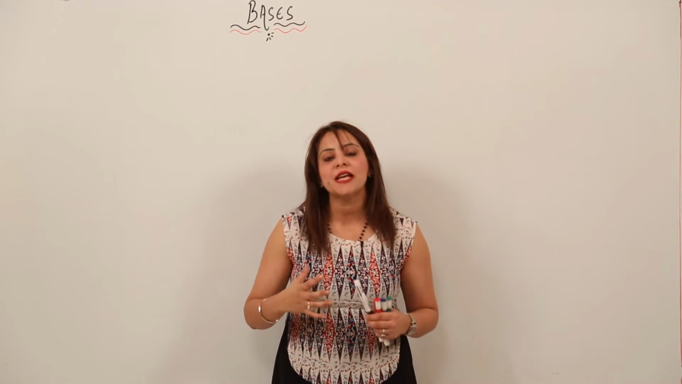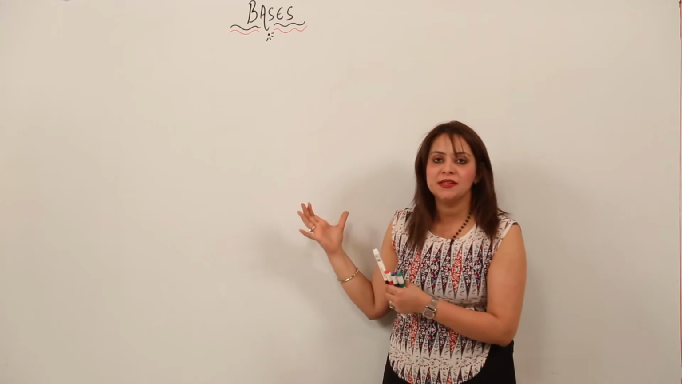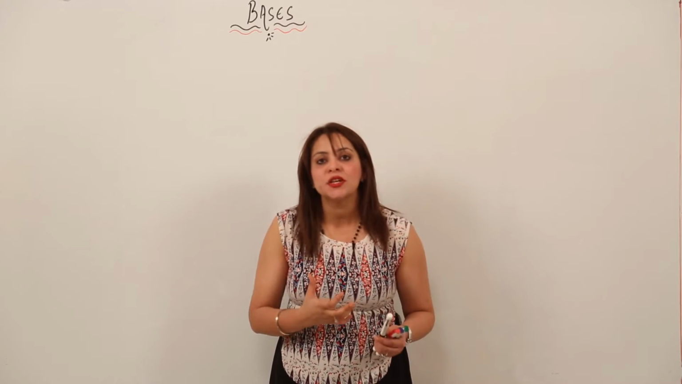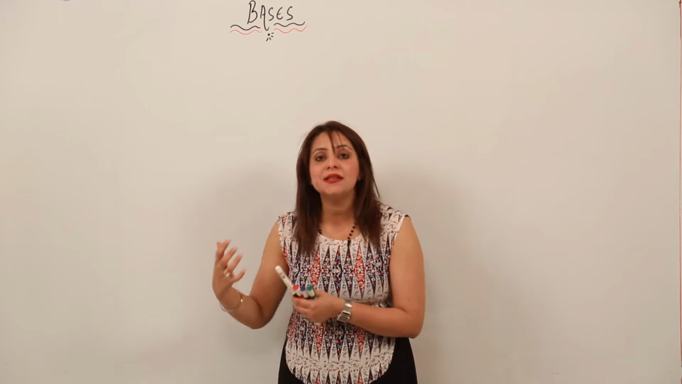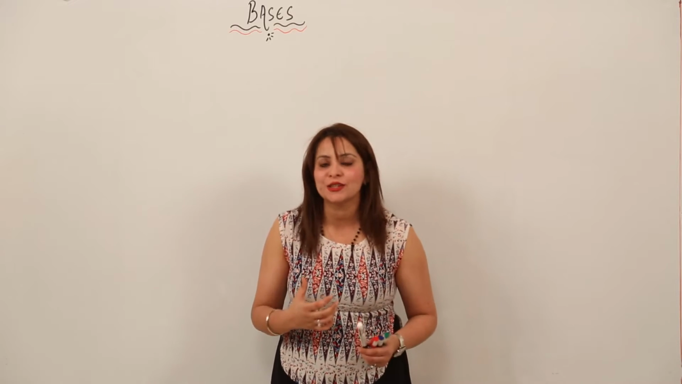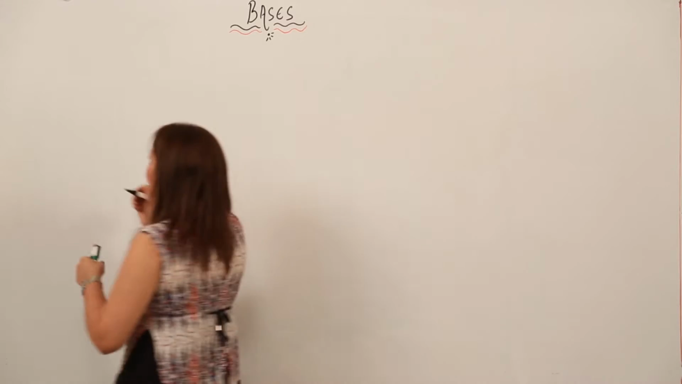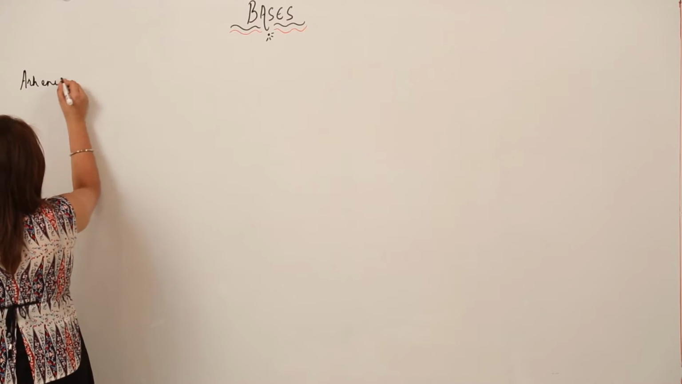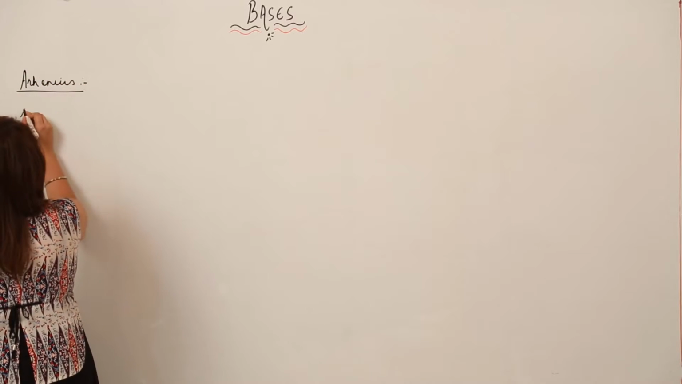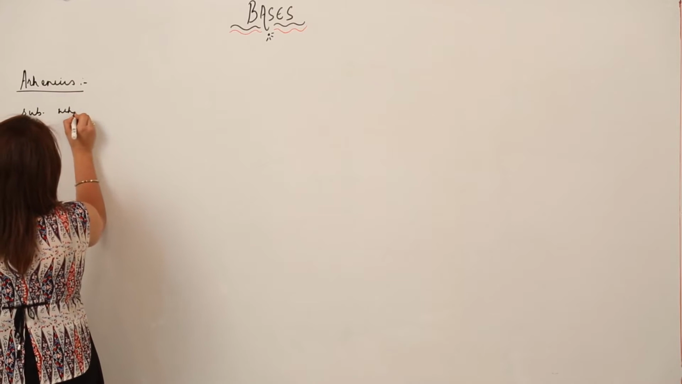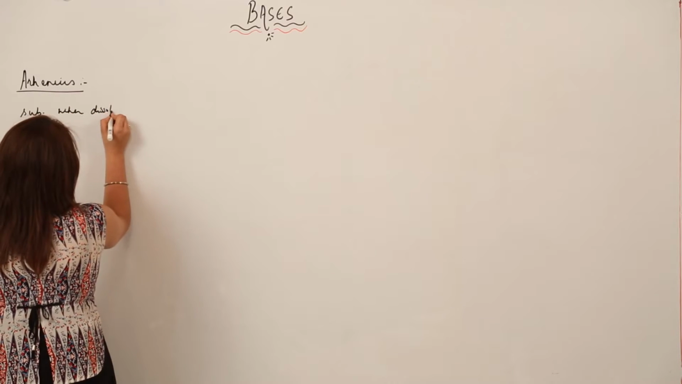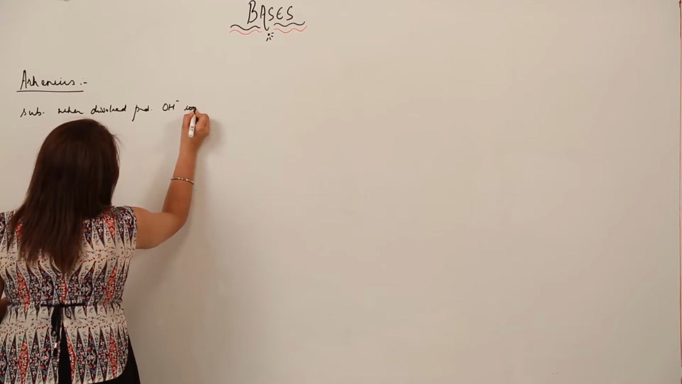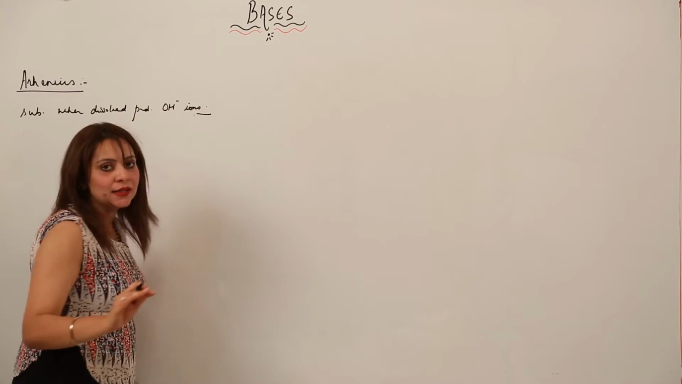Now we are going to start with the topic that is bases. Now, as you are already familiar with the acid concept, see how the bases are differentiated from acids. According to Arrhenius, bases were stated as substances which, when dissolved in water, produce hydroxide ions.